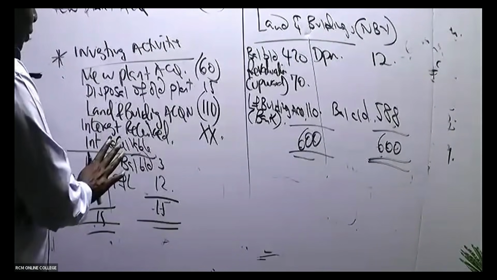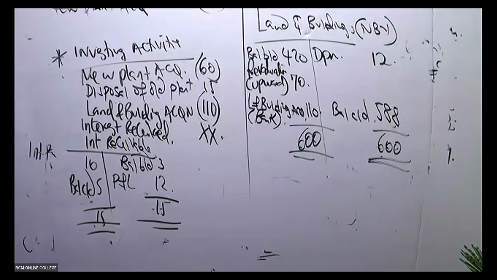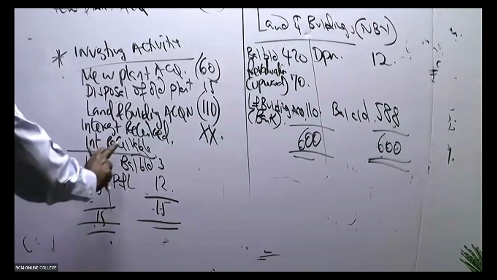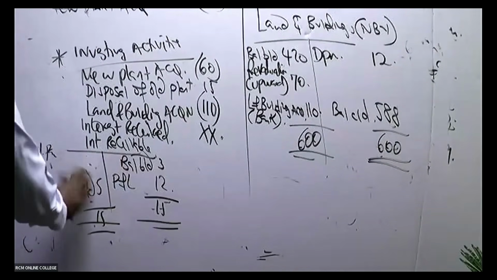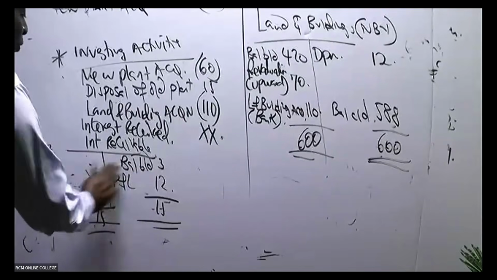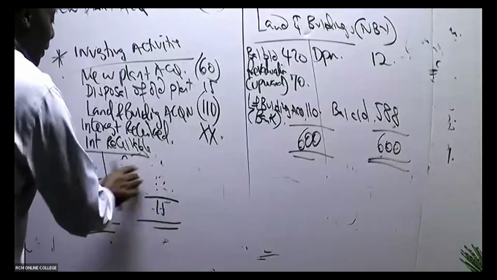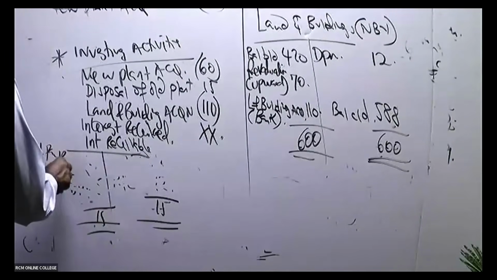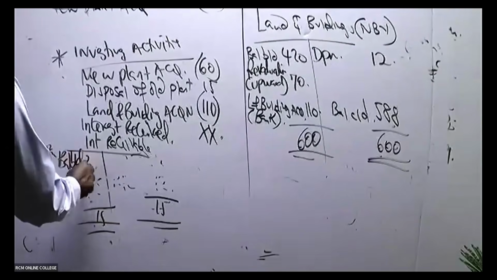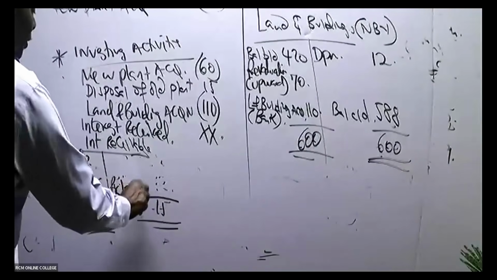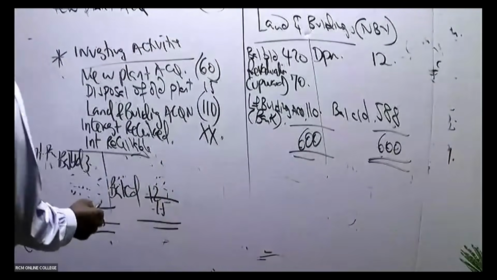Sorry for that. I think we need a break. Interest receivable is supposed to be the other way. This is receivable, an asset. It's supposed to be like this. Balance brought down because this is an asset, 3. So balance carried down is 12 there.